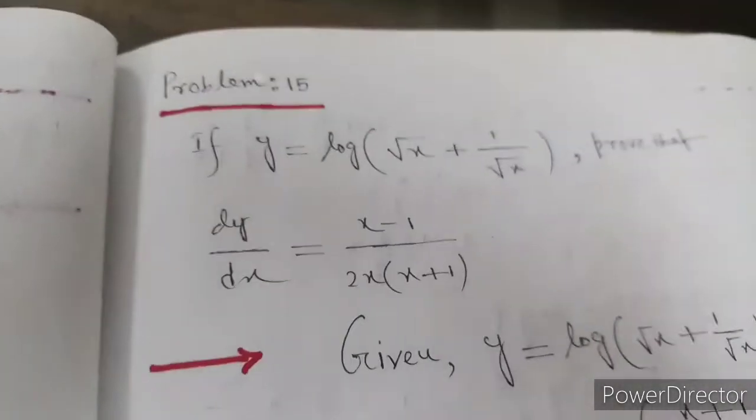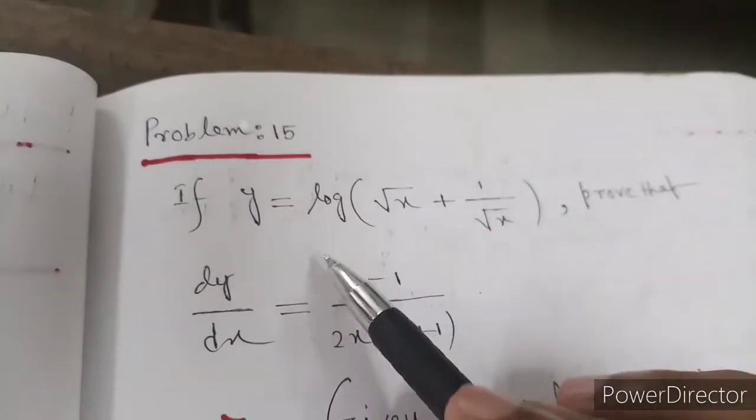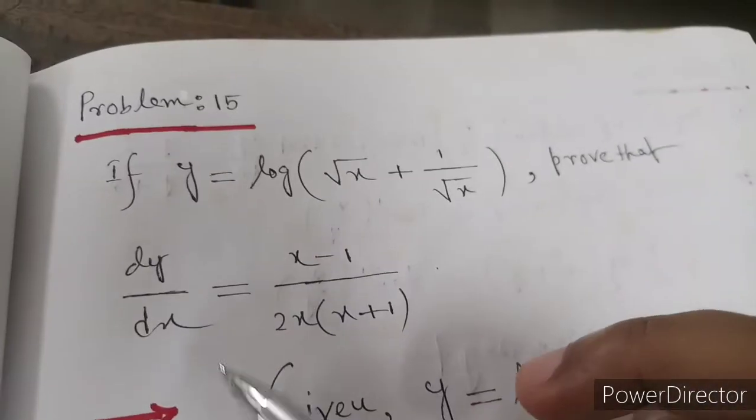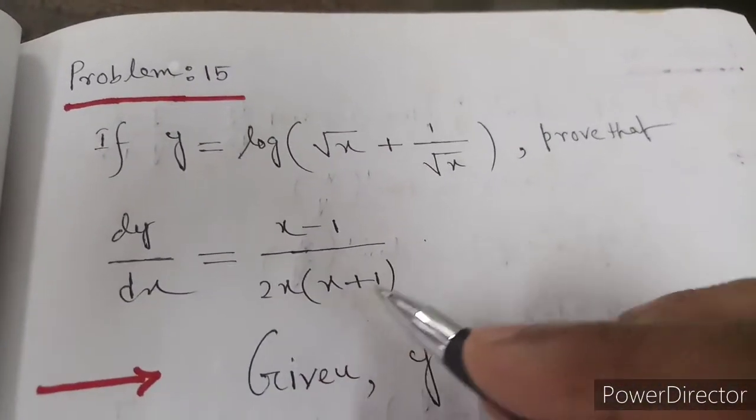Now the next problem is problem number 15. If y equals log root under x plus 1 by root x, then prove that dy/dx equals x minus 1 by 2x into x plus 1.